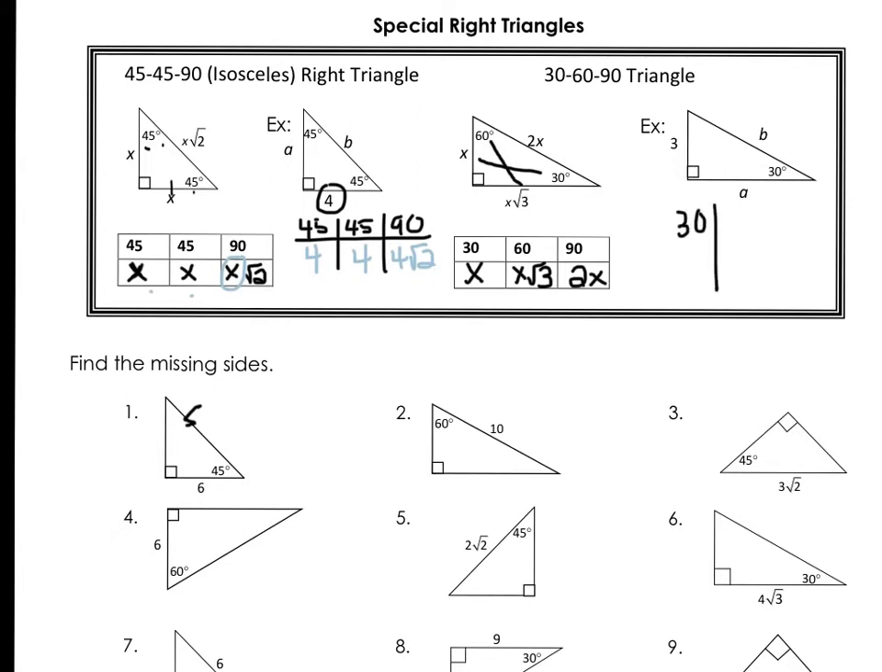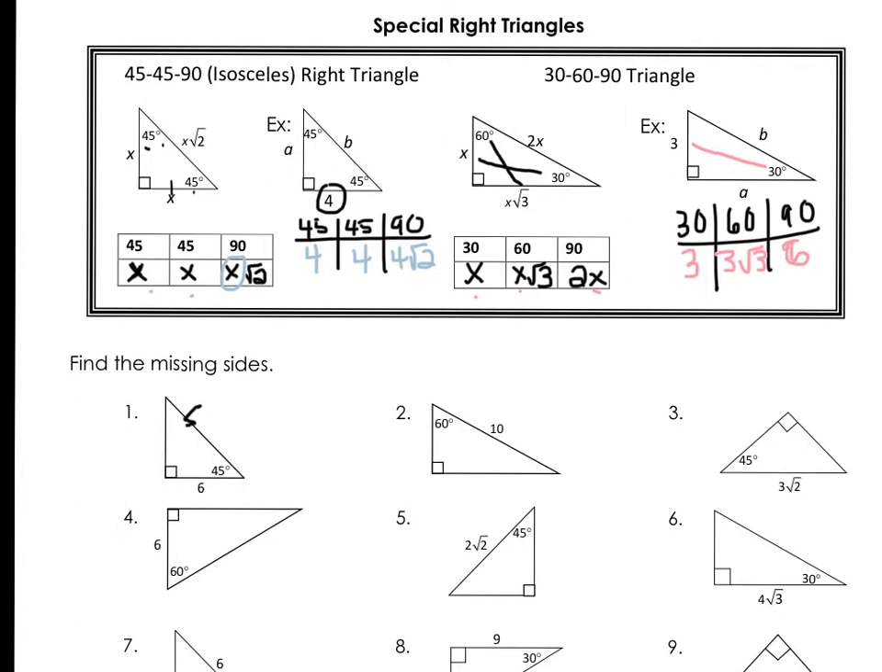I have 30, 60, 90. They gave us the side across from the 30. So I'm going to put 3 right here. Okay, so 3 is x, which means I just need to put a 3 in front of the square root of 3 to get the other leg. And then it means I need to multiply the 3 by 2, so 6, to get the hypotenuse.